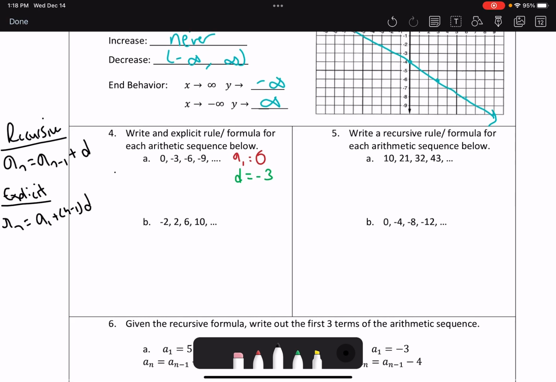So now I can say a sub n is equal to 0 plus n minus 1 times negative 3. I'm going to distribute the negative 3 inside my parentheses to get a sub n equals 0 minus 3n plus 3. And I'm going to simplify by combining the 0 and positive 3 to give a sub n equals negative 3n plus 3.